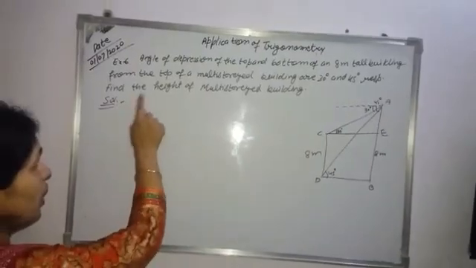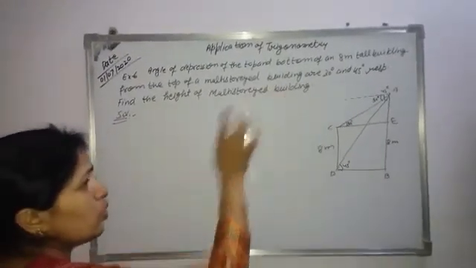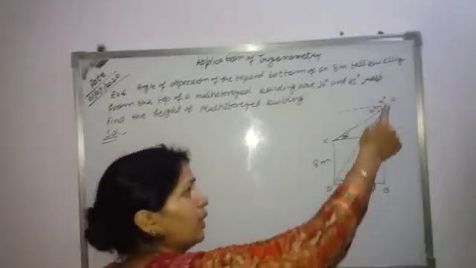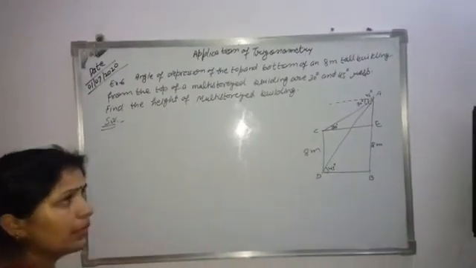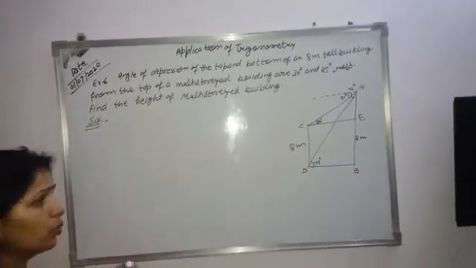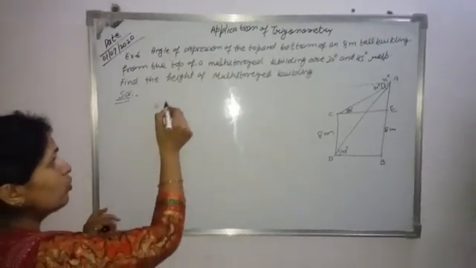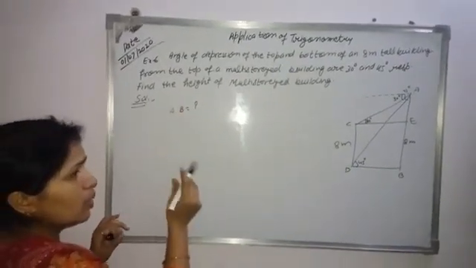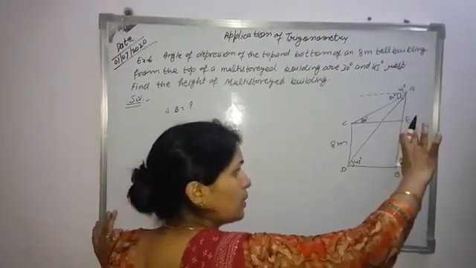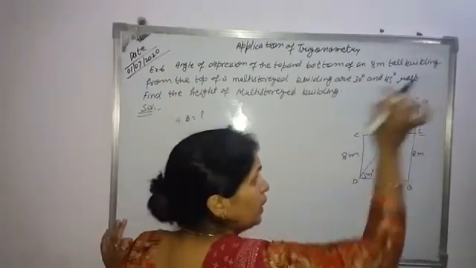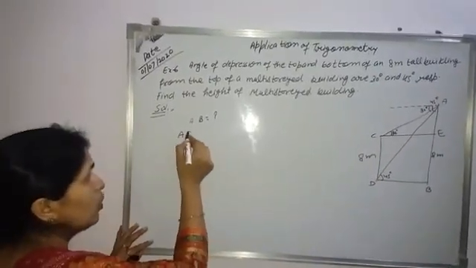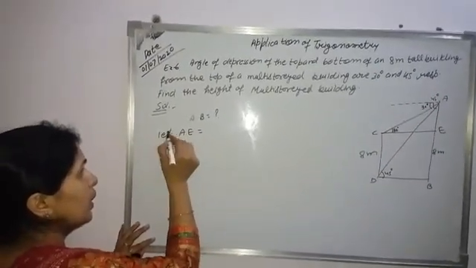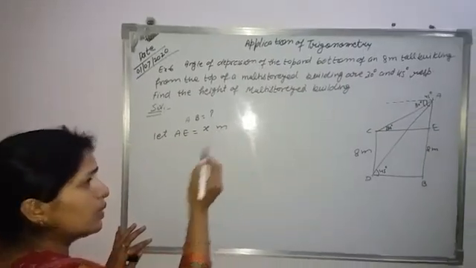Next, find the height of the multi-storied building. Here AB is the multi-storied building and this height we want to find out. So let BE be equal to 8 meters. AE we want to find out, so let AE be equal to X meters.